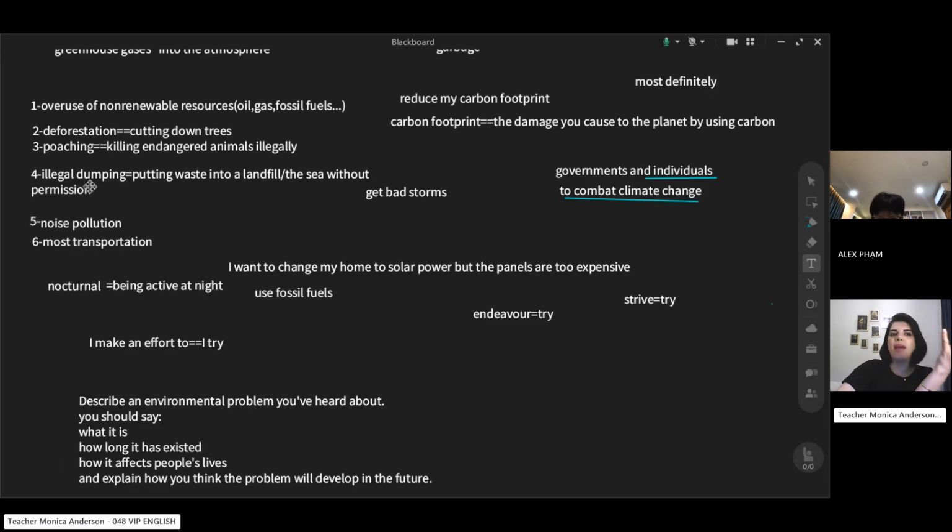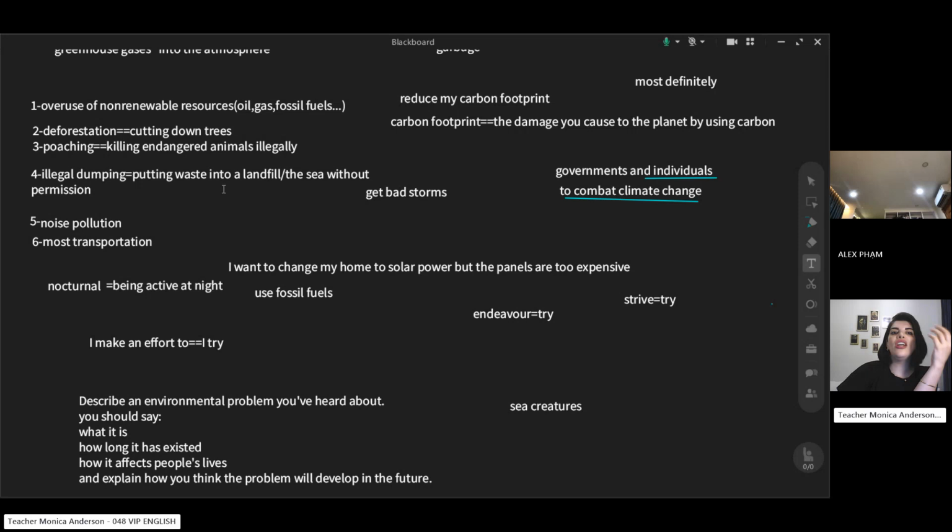For example, illegal dumping. And then explain it. Every day we get a lot of news about putting waste into the sea, and of course that causes the death of millions of sea creatures. So this is the first one, and it's a kind of pollution.